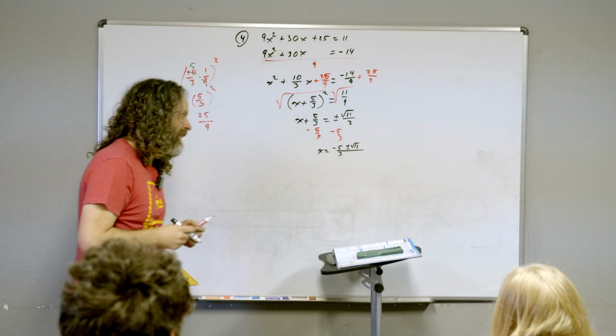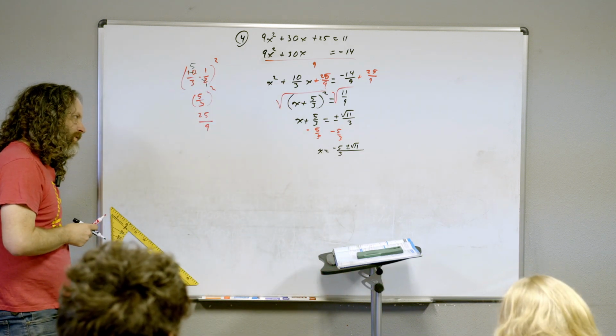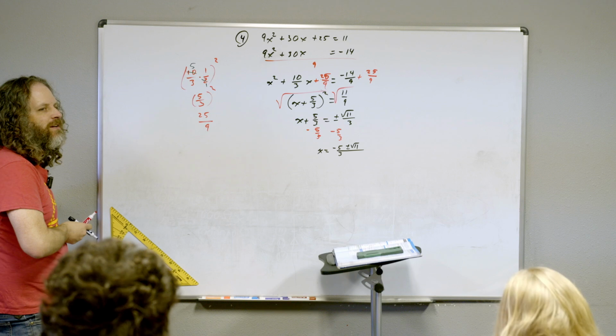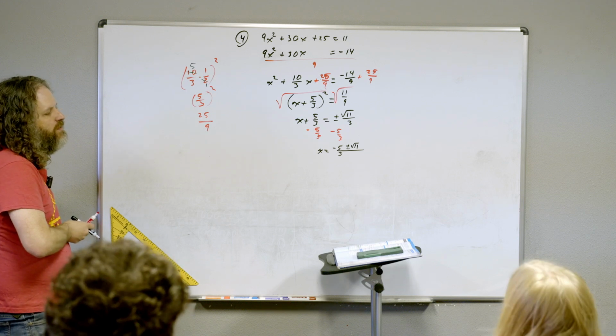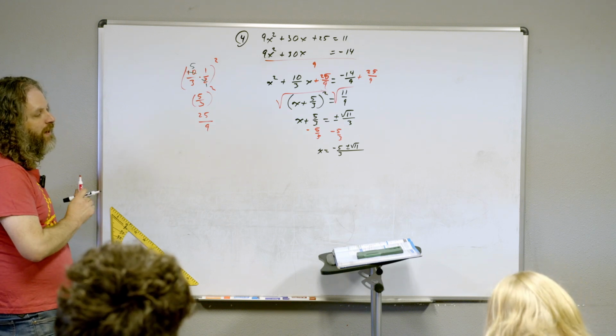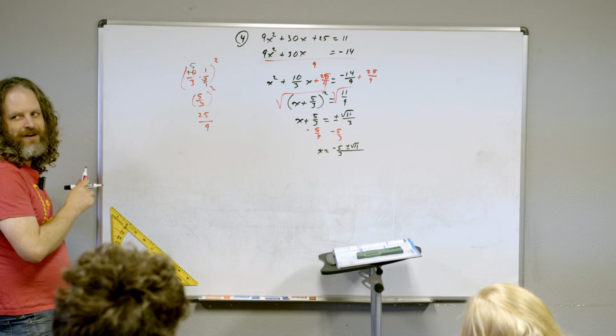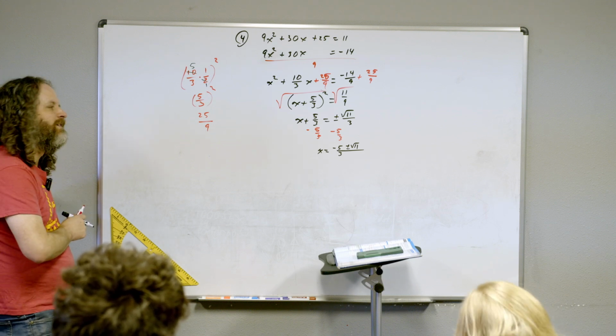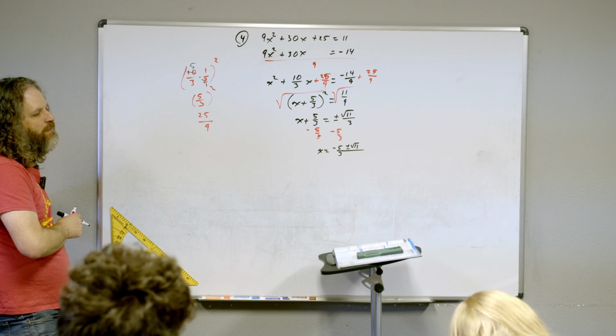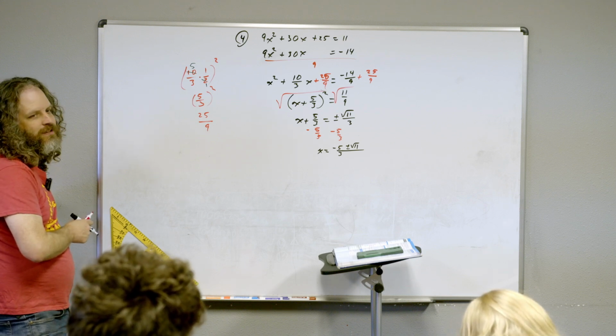So what's negative 5 plus the square root of 11 divided by 3? Just for clarity, I would punch on your calculator negative 5 plus the square root of 11, enter, and then push divide by 3. But if you want to put the top in parentheses and do it that way, that's fine.